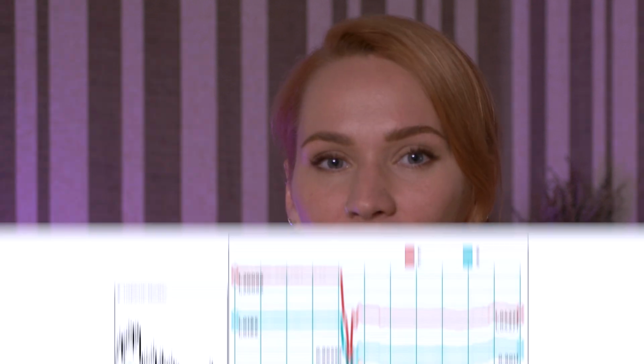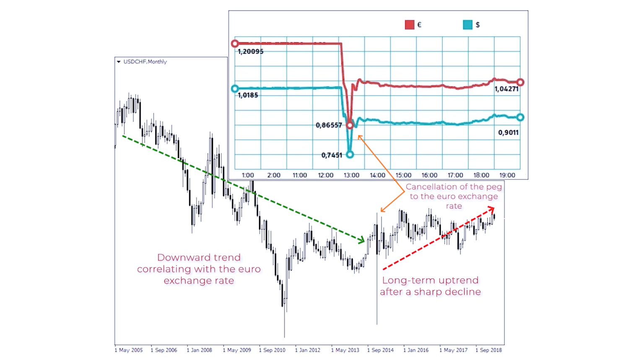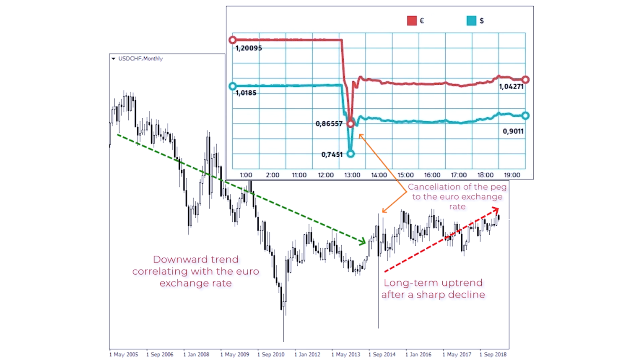Fundamental factors. Before May 15, 2015, the pair's rate was strictly tied to the movement of the EUR USD, and the unexpected cancellation of the currency corridor led to an increase in relation to the main currency pairs by 20–30%, which led to an imbalance not only in the foreign exchange market but also in the European stock market.